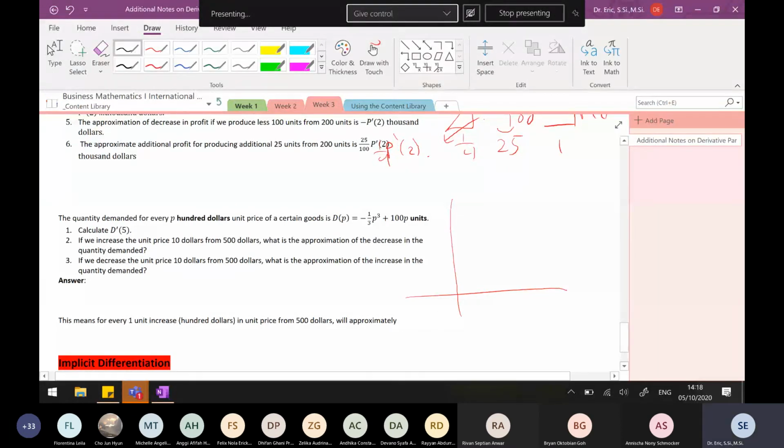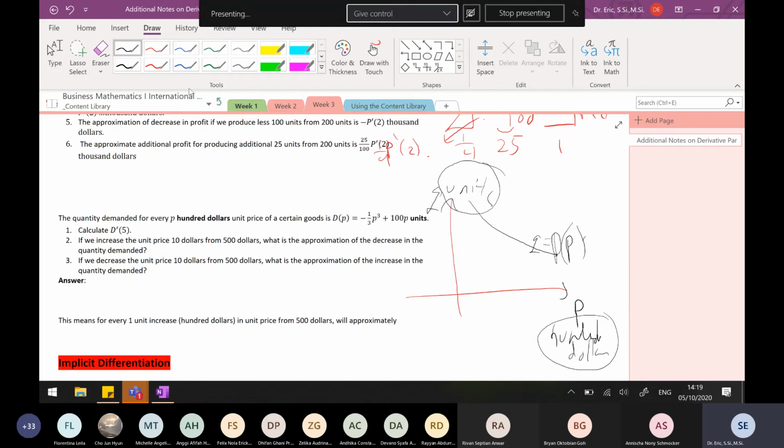This is the demand function. This is P. This is the demand, the quantity. Quantity is demanded, so Q equals D of P. This is P, unit price in $100. This is quantity in units. Okay, so this is in units, this is in $100. Okay, the first one, calculate D prime 5.